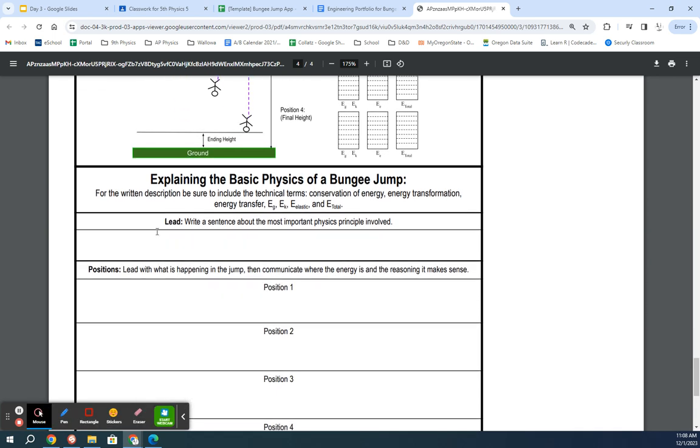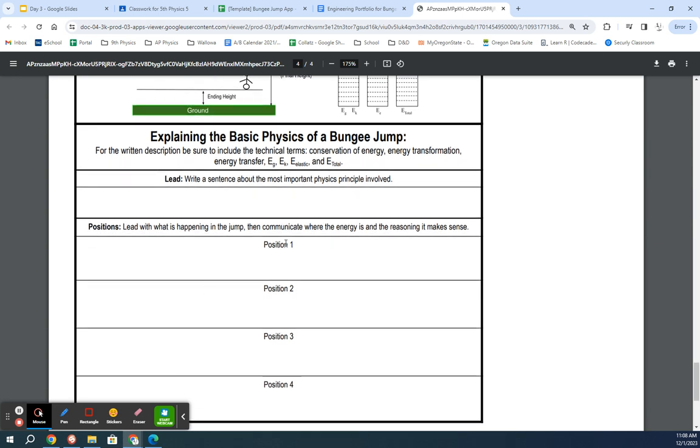All right. Give you guys some time to write a sentence about the most important physics principle involved. I'll give you a hint. It deals with energy. And then I want a sentence or 2 talking about what's happening at each of these positions. So at position 1, what's happening in the jump, and then where the energy is, and why it makes sense that the energy is there.